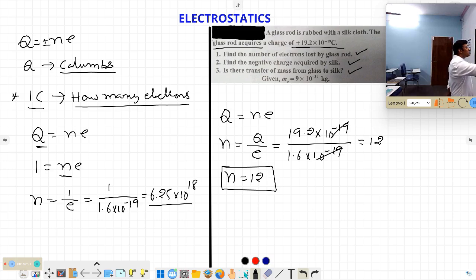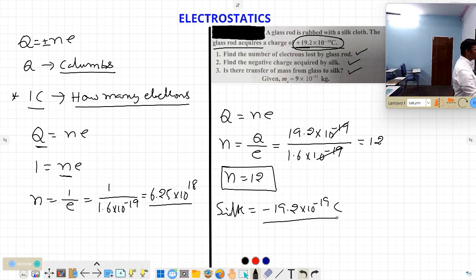Next, find the negative charge acquired by the silk. Whatever positive charge is acquired by the rod, an equal and opposite negative charge will be acquired by the silk. So the silk will acquire a charge of minus 19.2 into 10 power minus 19 coulombs. The rod lost 19.2, that means 12 electrons, and the corresponding charge is acquired by the silk, equal and opposite.